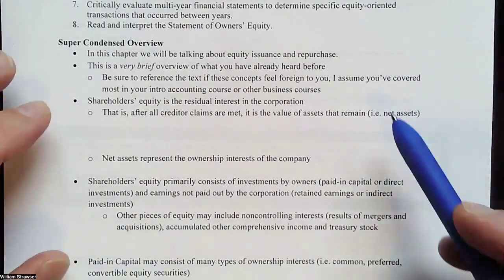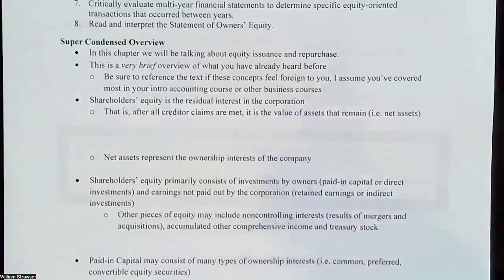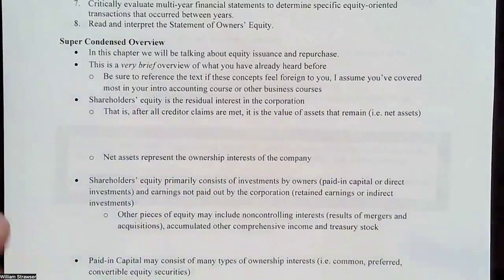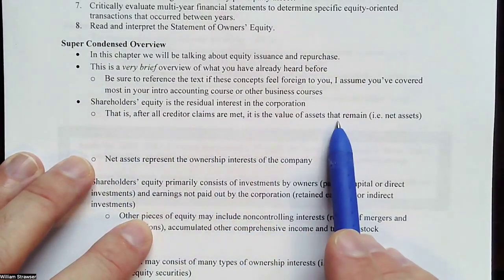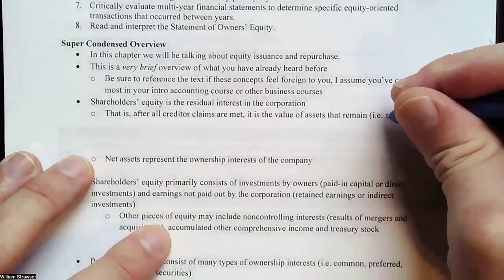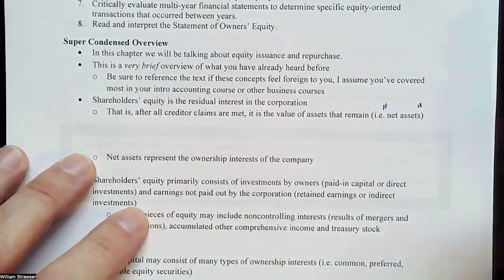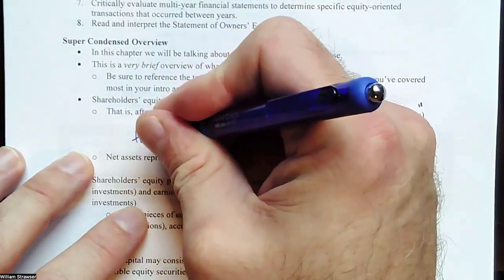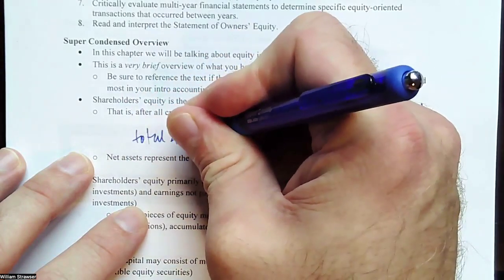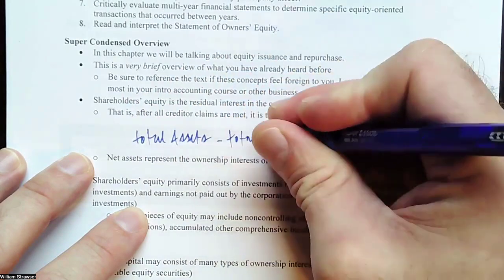So let's talk about shareholders' equity. It's called the residual interest in the corporation. It's what's left over, right? Left over from what? That is, after all creditor claims are met, it is the value of assets that remain. That is the net assets. So whenever someone says net assets, what this is referring to is taking total assets and subtracting off total liabilities.